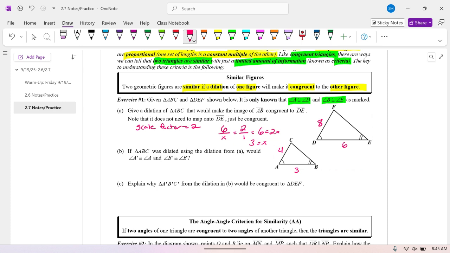Now, let me ask you guys this. If triangle ABC was dilated using the dilation from part A, would angle A prime be equal to angle A and angle B prime be equal to angle B? Yes. So if we're talking about this would be A prime, C prime, and B prime. So even though we did a dilation, the only thing that changed was our side lengths. So yes, they would still be congruent. And it's because the shape didn't change.